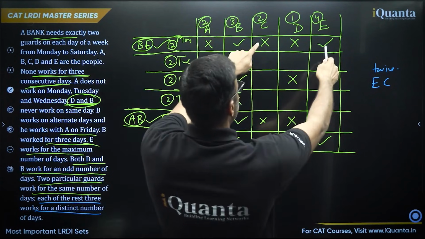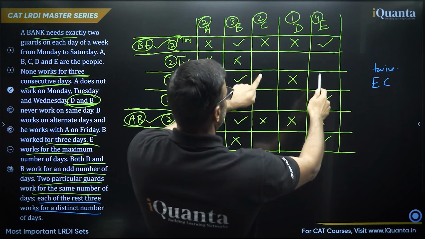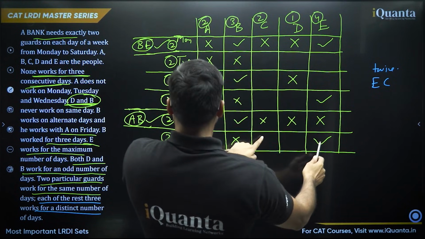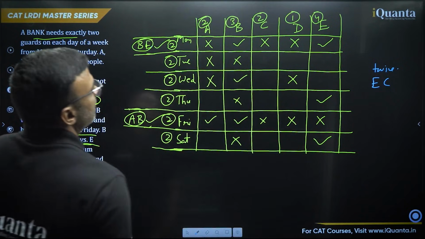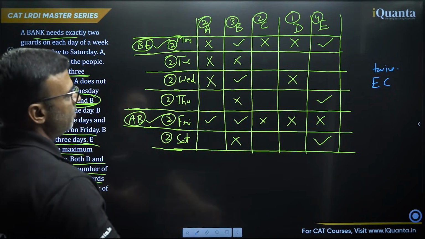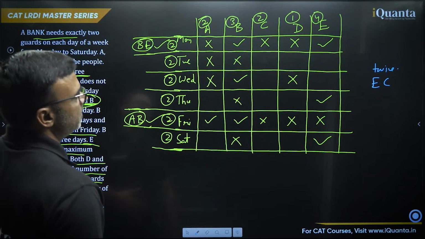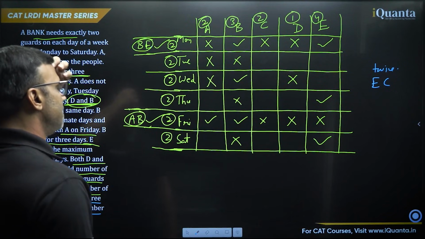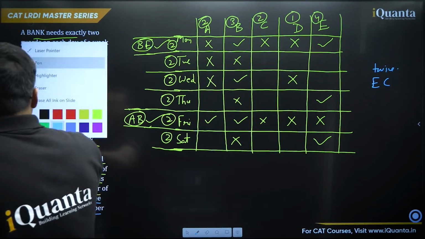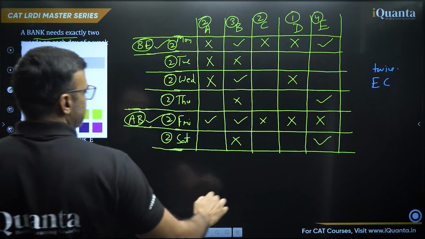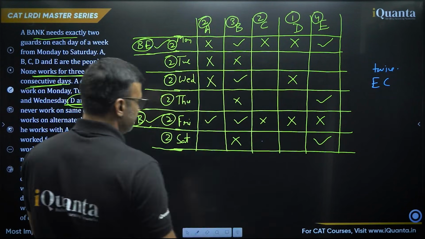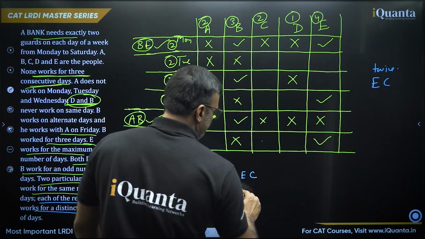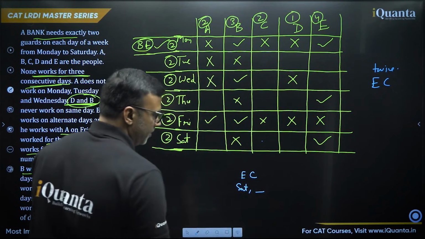It is not possible on Monday. It is possible on Tuesday. It is possible on Wednesday. It is possible on Thursday. It is possible on Saturday. Nice. Okay. So let's start doing that. We'll have to do it one by one. So let's see. If I assume that EC work on 2 days, one Saturday and one other day, we'll do it one by one.